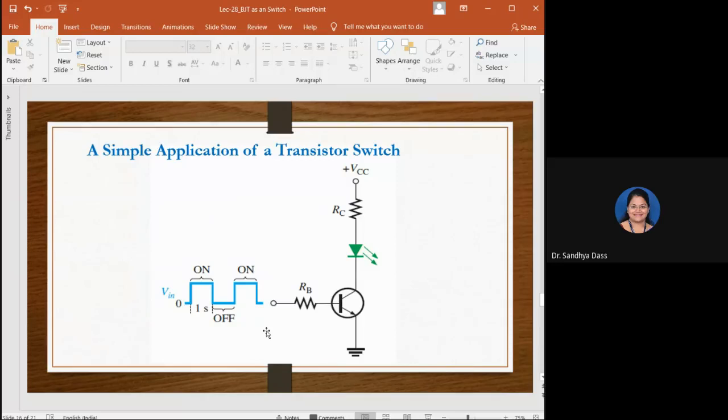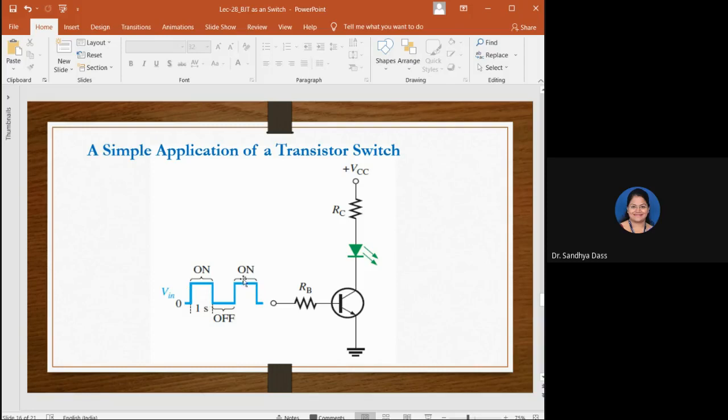Now we are already familiar with what the cutoff region and saturation region are, and what the biasing condition of both the junctions of the transistor should be, right? So when there is maximum voltage at the input, now when it is a square wave, the zero level will be taken as 0 volts, and the maximum amplitude, assume it to be 5 volts. So 0 and 5. There will be two conditions of the voltage: 0 volts, 5 volts, 0 volts, 5 volts.